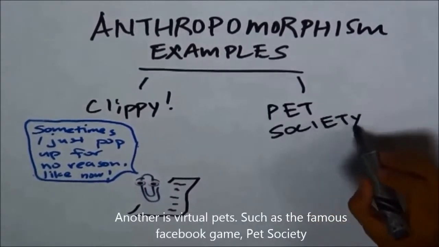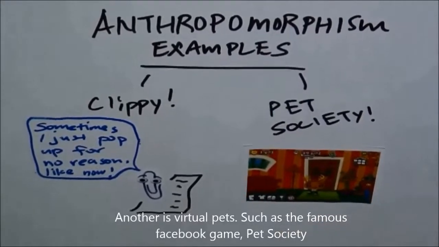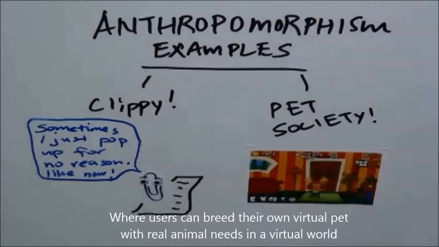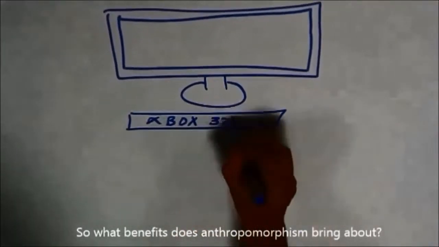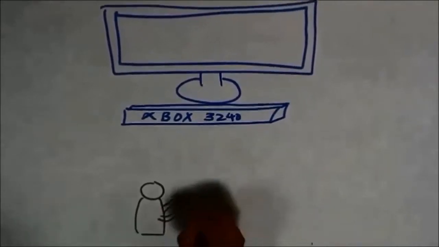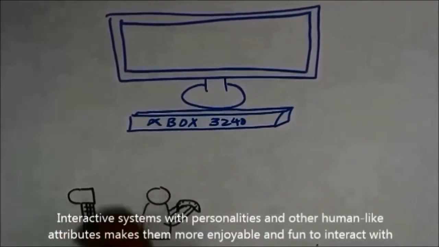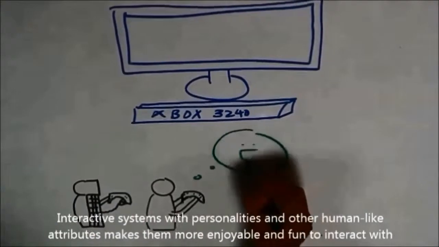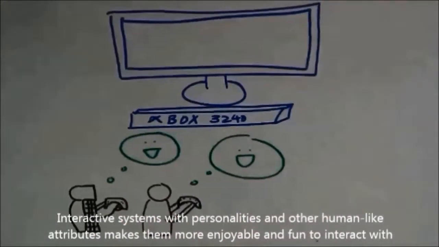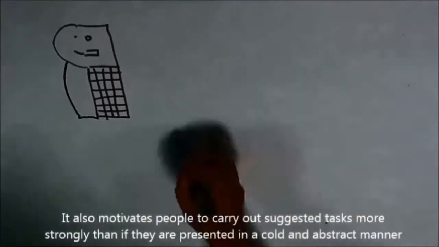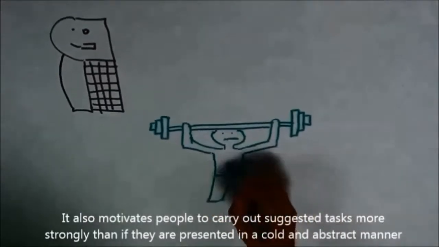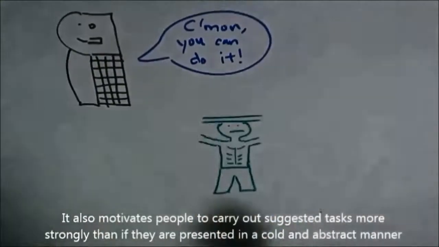Another is virtual pets, such as the famous Facebook game Pet Society, where users can breed their own virtual pet with real animal needs in a virtual world. So, what benefits does anthropomorphism bring about? Interactive systems with personalities and other human-like attributes make them more enjoyable and fun to interact with. It also motivates people to carry out such a task more strongly than if they are presented in a cold and abstract manner.